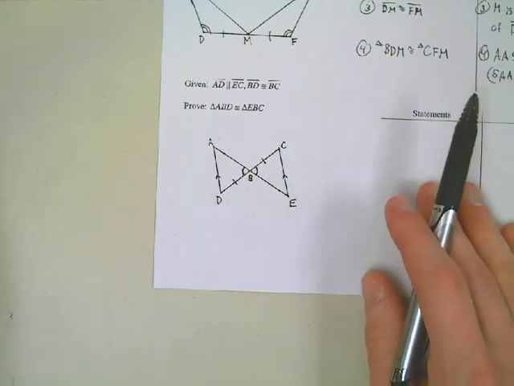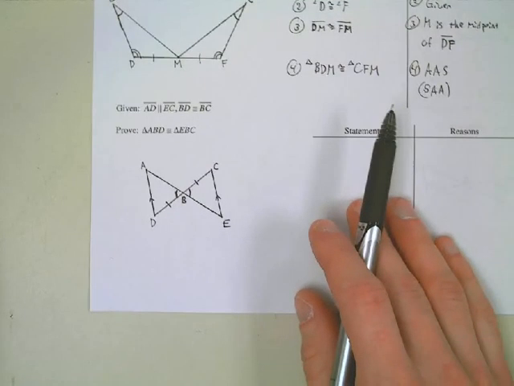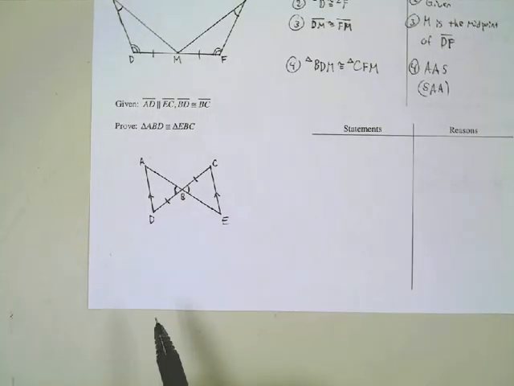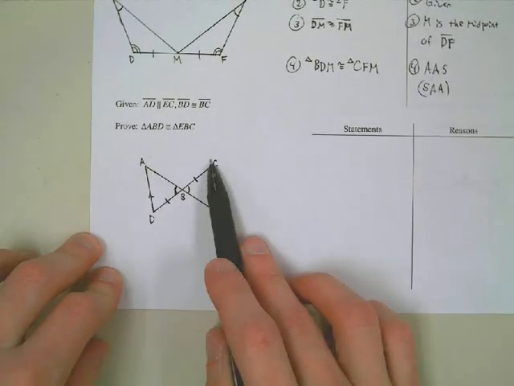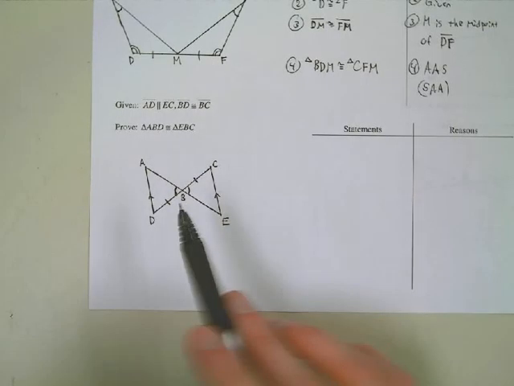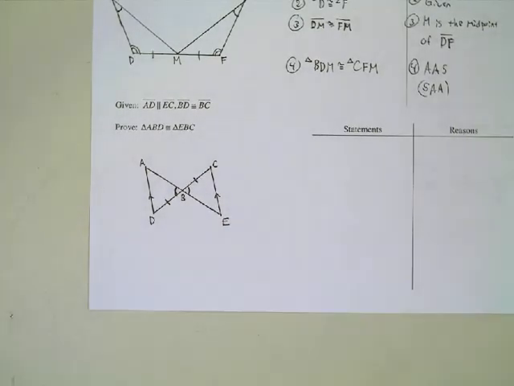Yes, angle DBE and ABC would be congruent, but those aren't angles of our triangles, so we don't want to necessarily say. But yes, they will be, absolutely. All right, now, here comes the review from Unit 1.